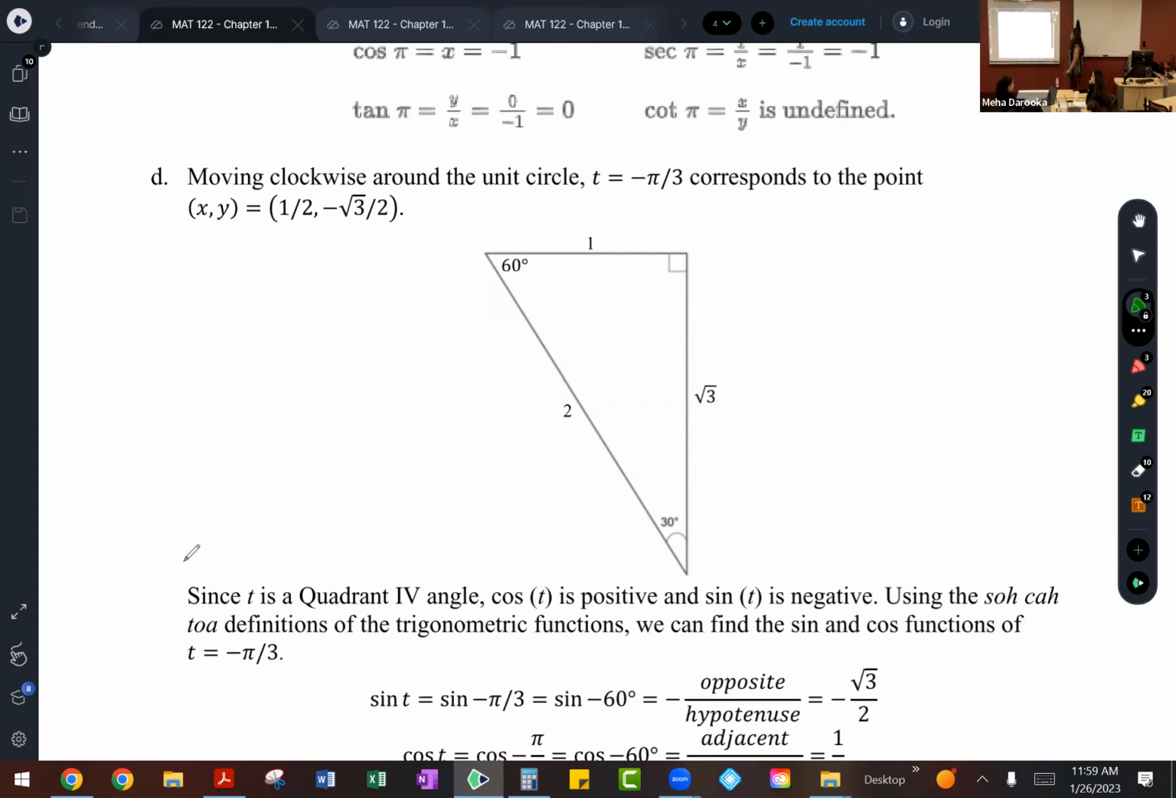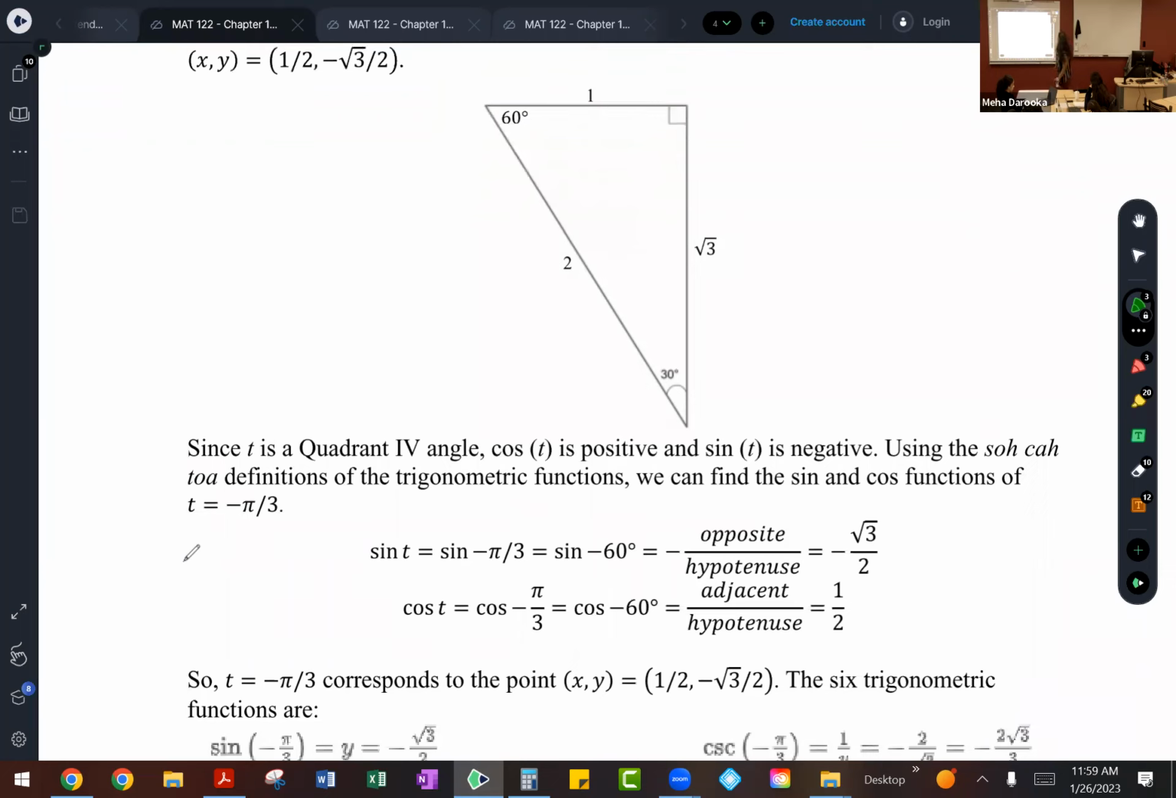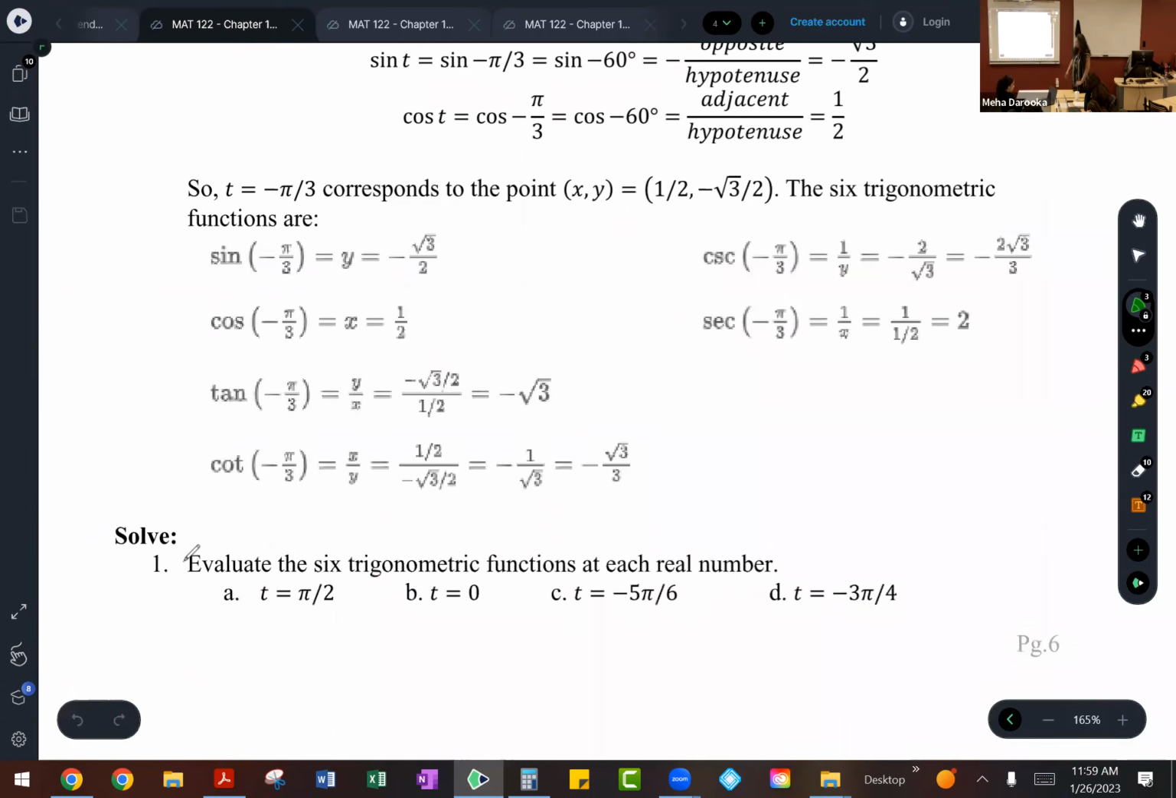And then again, just use your opposite over hypotenuse for the sine function. And then we will use adjacent over hypotenuse for the cosine function. And then of course, opposite over adjacent for tangent, and then reverse those for your reciprocal functions.